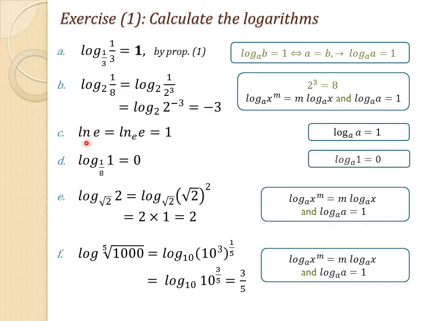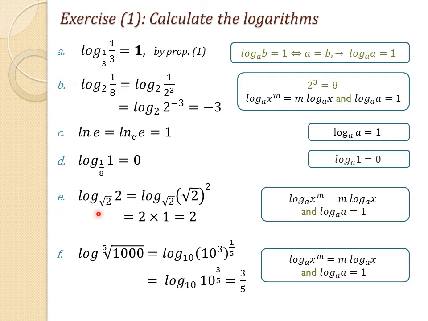On C we have ln e, and we know that ln is a special case of logarithm with base e. So now both values are equal. So again, with the main property of the fundamental identity, the result gives 1. And here is the property. On D, logarithm 1 for any base, we know that this is a property of logarithms saying that 1 for any base gives 0. And here is the result.